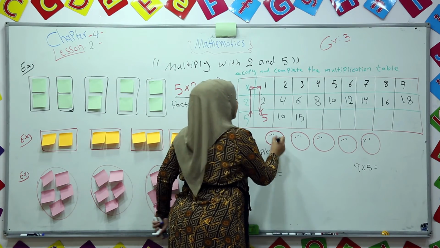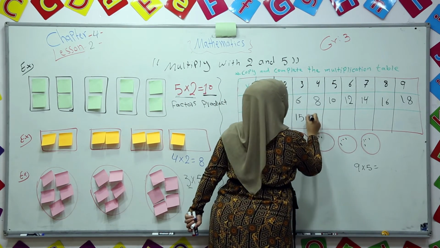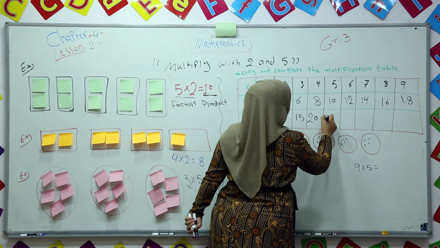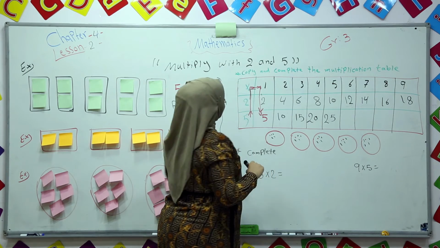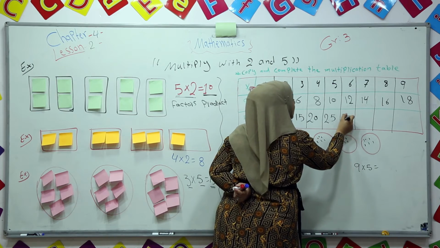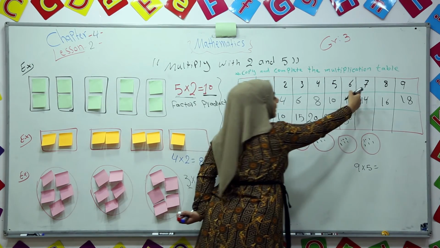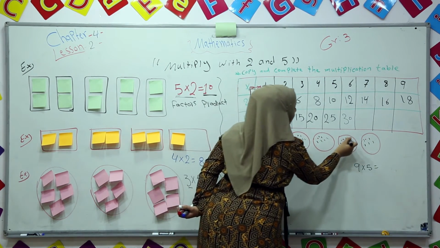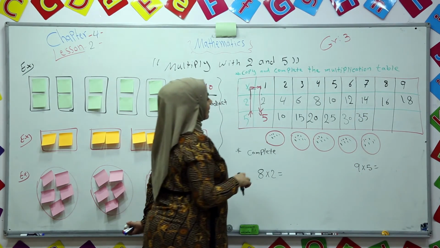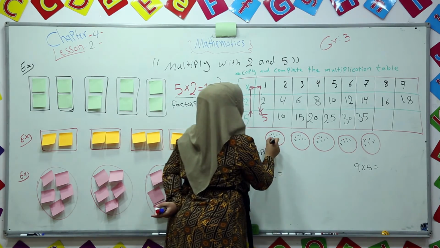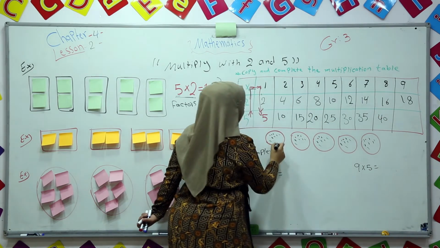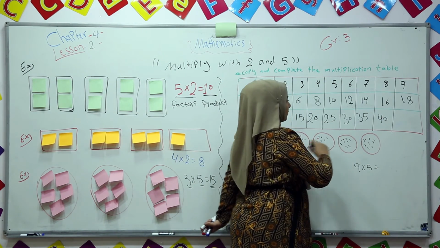5 times by 4, 20. 5 times by 5. Each group contains 5 objects. 25. 5 times by 6. Each group contains 6 objects. It is 30. 5 times by 7. Each group contains 7 objects. It is 35. If we count all the objects, it is 35. 5 times by 8 is 40. And 5 times by 9 is 45.